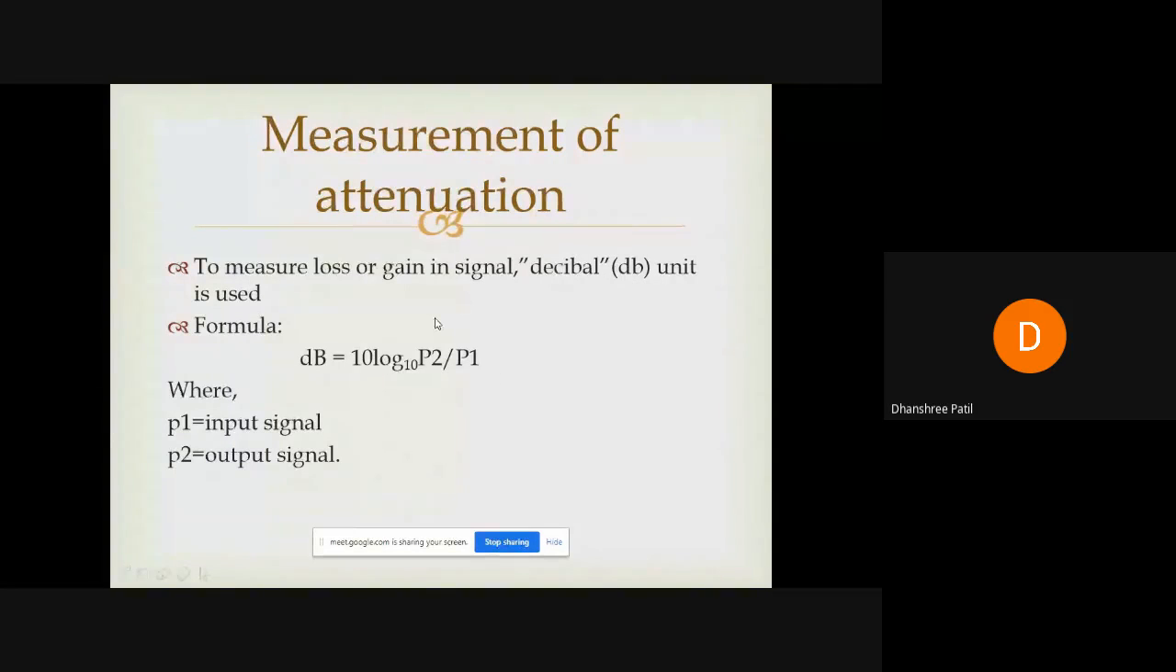The formula to measure the attenuation is dB equals 10 log to the base 10 of P2 by P1. What are P2 and P1? P1 is the input signal and P2 is the output signal. Input means the original signal sent by the sender, and P2 means the signal received at the destination site. So that is the formula for calculating the effect of attenuation on your signal: dB equals 10 log to the base 10 of P2 by P1. Everybody understood what attenuation is?